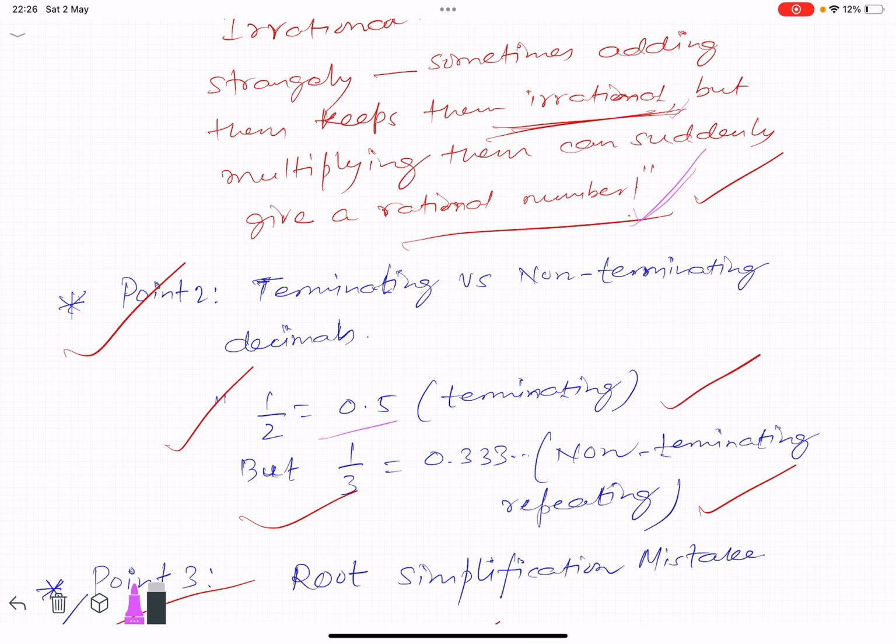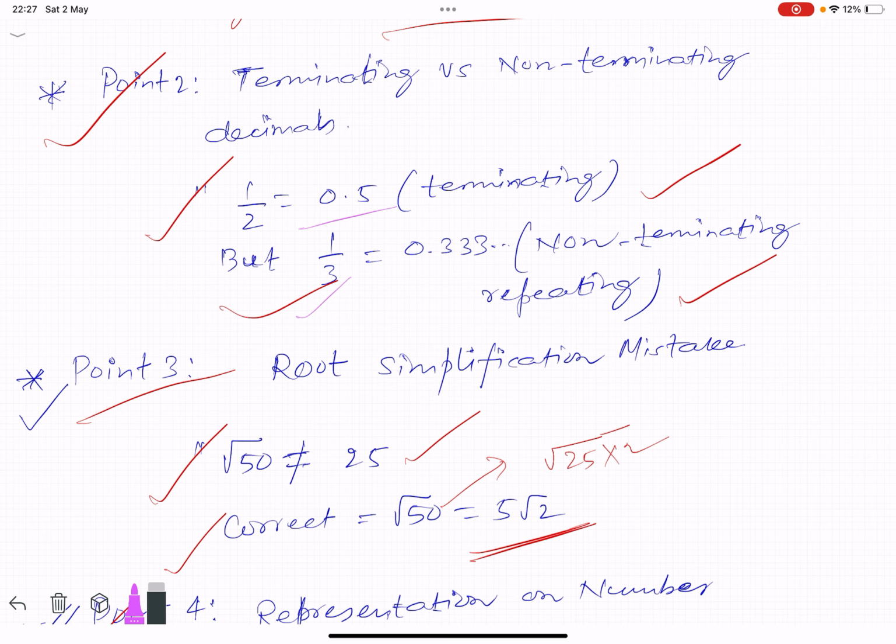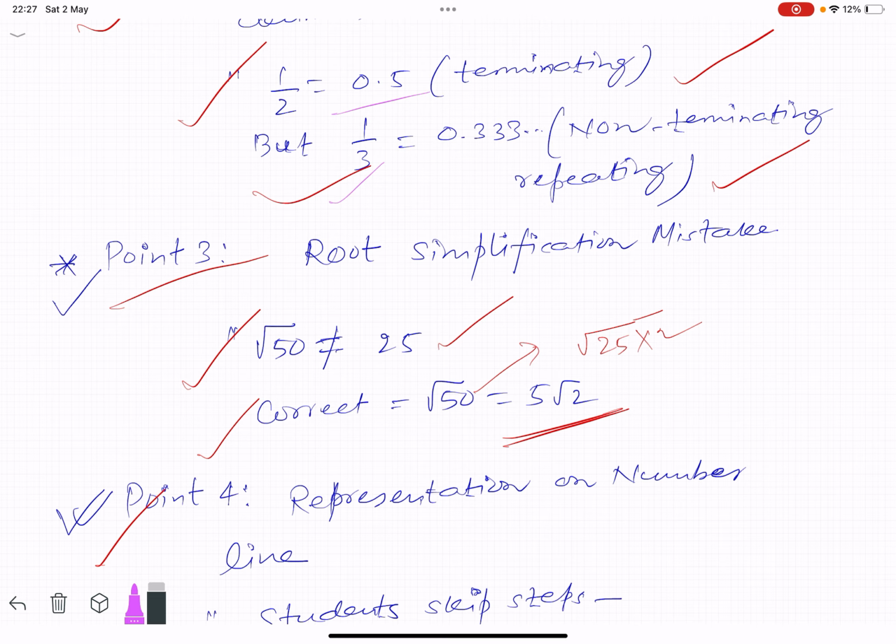Point 2 is terminating versus non-terminating decimals. 1 by 2 is equal to 0.5. This is terminating. But 1 by 3 is equal to 0.333. This is non-terminating repeating.